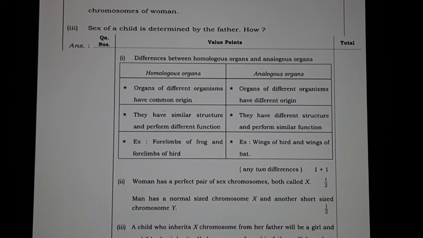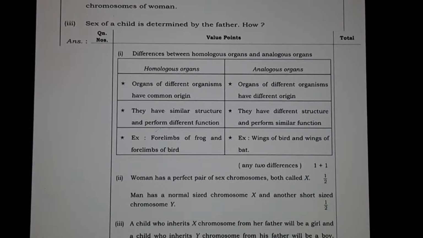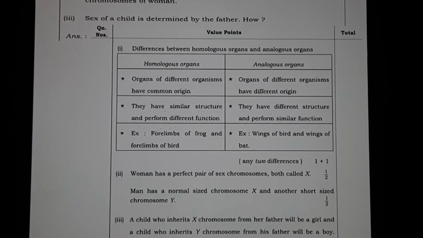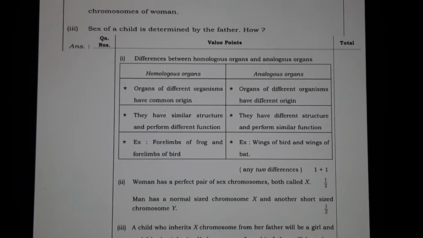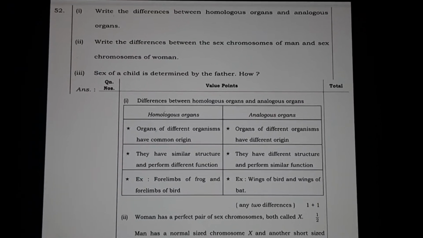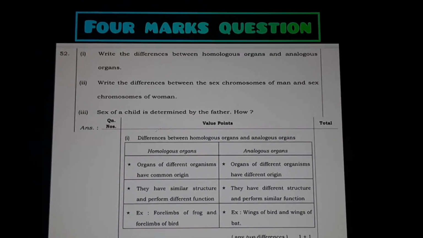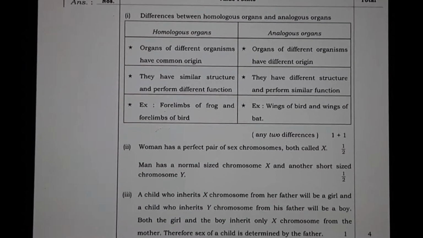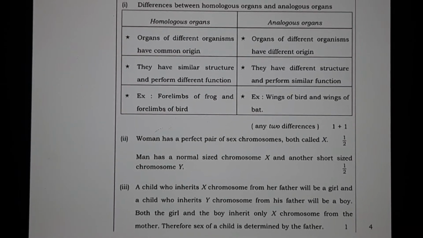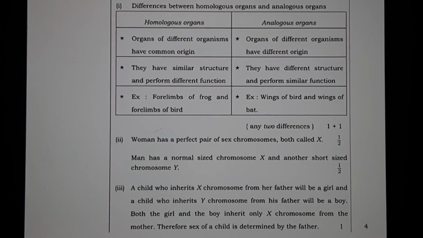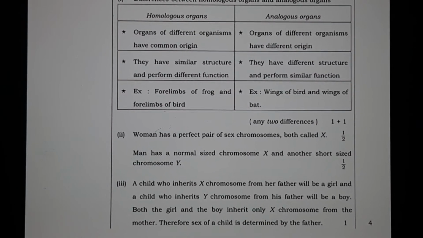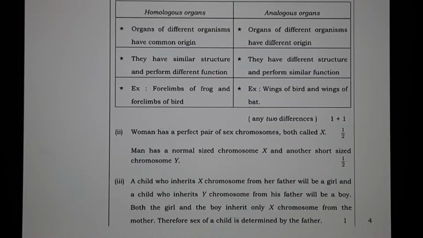Examples for homologous: forelimbs of frog and forelimbs of bird. Examples for analogous: wings of birds and wings of bat. Second sub question here. Write the differences between the sex chromosomes of man and sex chromosomes of woman. Answer is, woman has a perfect pair of chromosomes both called X. Man has a normal sized chromosome X and another short sized chromosome that is Y.